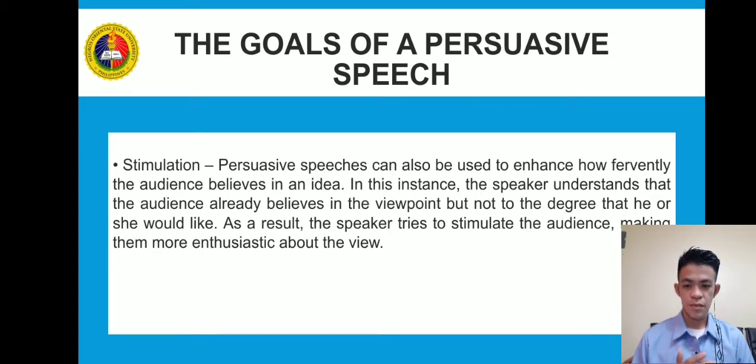So from the word stimulate, this is an activity causing excitement or pleasure to the audience. If the speaker already knows that the audience understands what he's trying to say, the speaker also needs to stimulate or give excitement in order to persuade the audience.